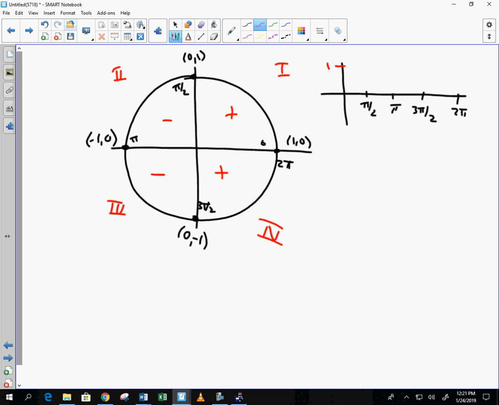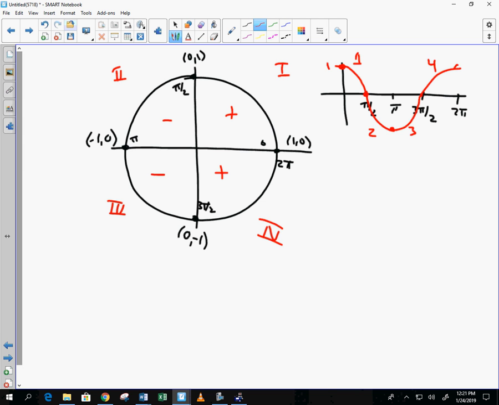So cosine starts up here. And then it gets to 0, so it drops to here. And then it's at negative 1, so it drops to here. Then it's at 0, then 1. So notice how it's positive because it's the first quadrant. And then it's negative because it's the second quadrant. Negative because it's the third quadrant. And it's positive because it's the fourth quadrant. The graph of cosine is simply the unit circle unraveled.